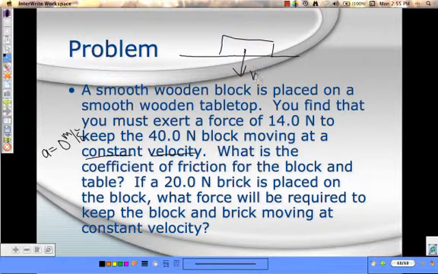So here is our weight. Weight is down, right? What is the weight of our block? 40 newtons. So what's our normal force? We're on a horizontal tabletop, so our normal force is equal in magnitude to our weight. So it is also 40 newtons.